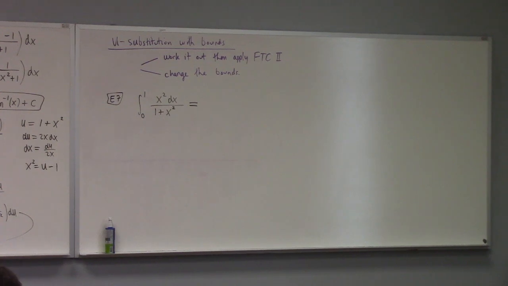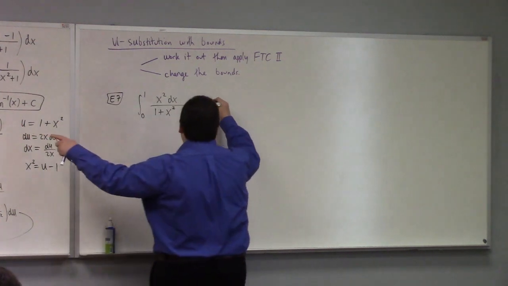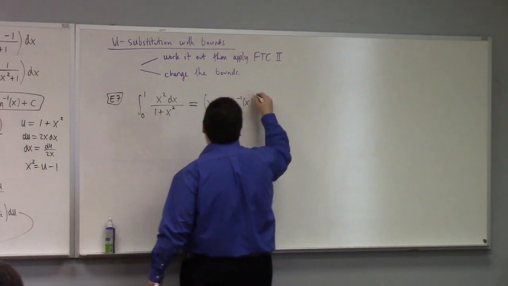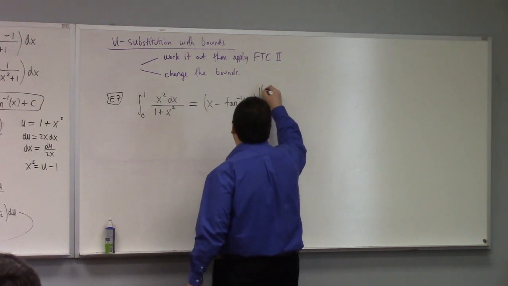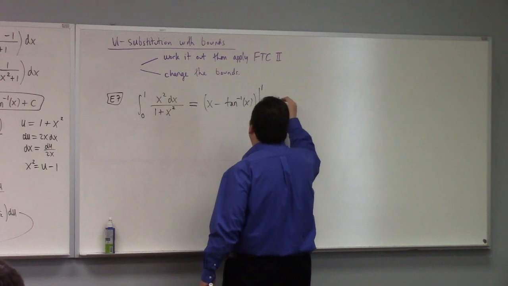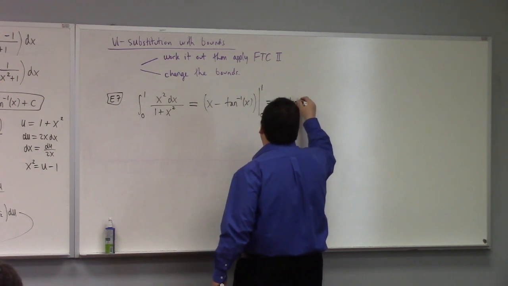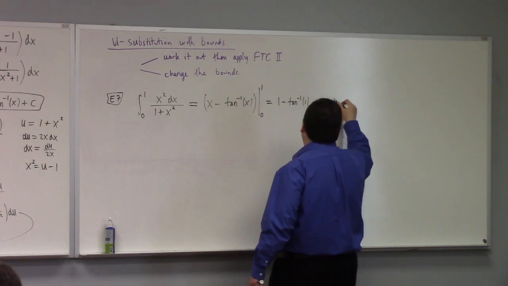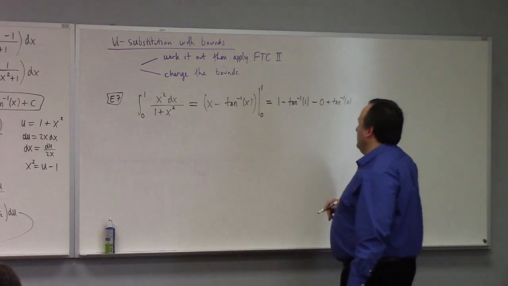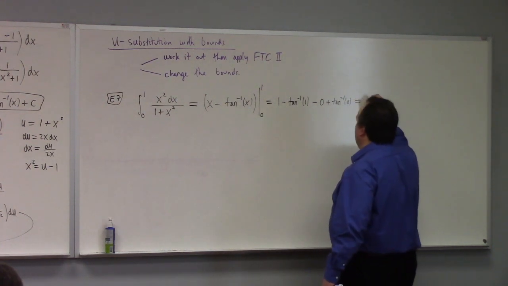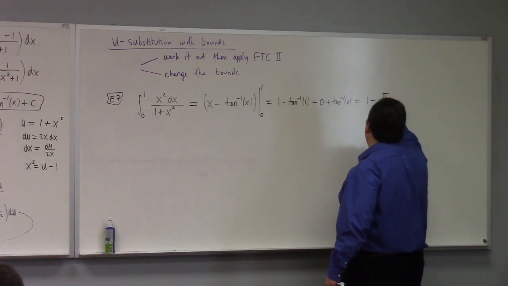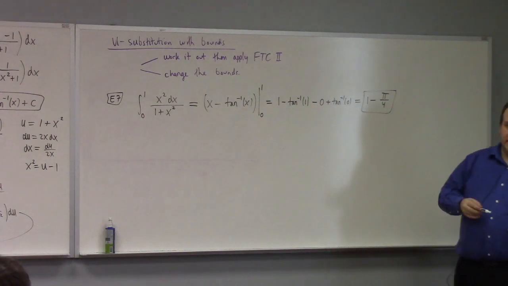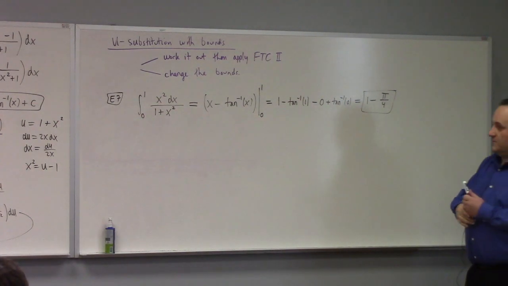All right, so we do x minus inverse tangent of x. You take that thing, evaluate from 0 to 1, so that is equal to 1 minus inverse tangent of 1 minus 0 plus inverse tangent of 0. That is equal to 1 minus pi over 4. So there you go. That was option 1. Option 2 is to change the bounds. Let's look at that.